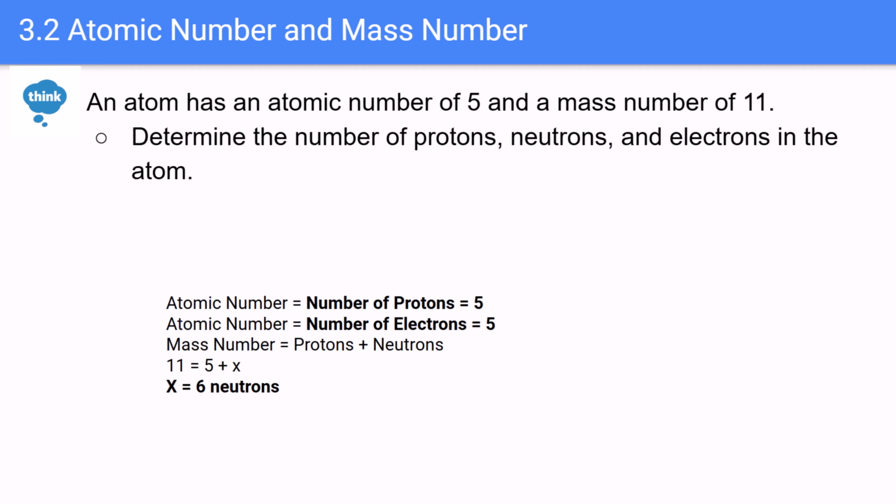Remember that the mass number is the number of protons plus neutrons. So basically, this ends up becoming a math equation. The mass number of 11 is going to equal the number of protons, 5, plus the number of neutrons, which is unknown. And so we just do a little bit of math there. We take 11 minus 5, and we end up with 6 neutrons.